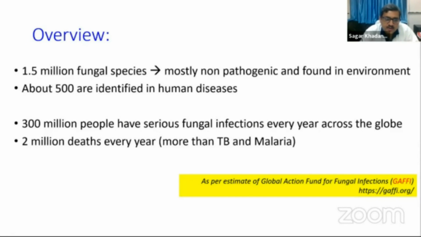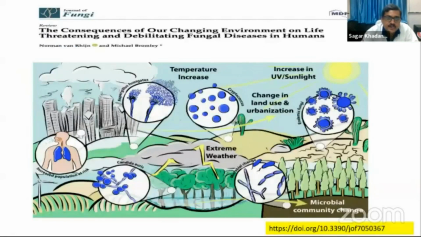There are around 300 million people across the globe who are infected by fungal infections, and out of these, 2 million people die every year from systemic fungal infections. This 2 million is actually more than TB and malaria across the globe. This report has been done by GAFFI, the Global Action Fund for Fungal Infection.